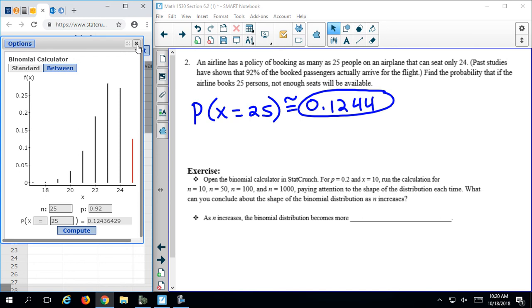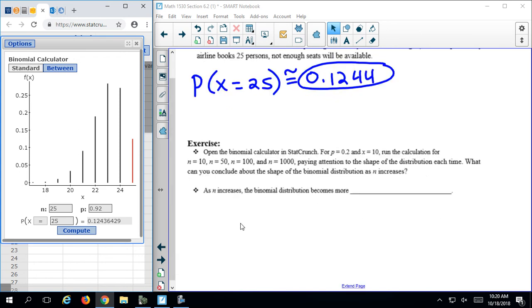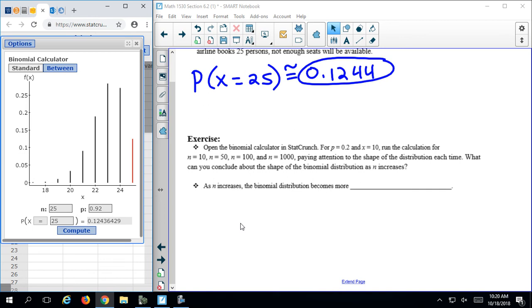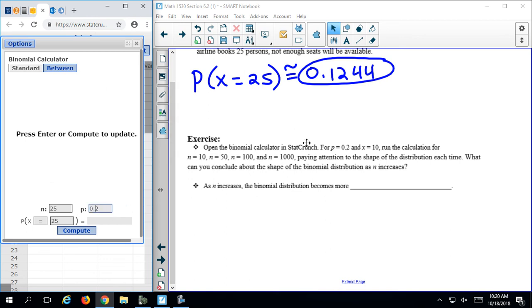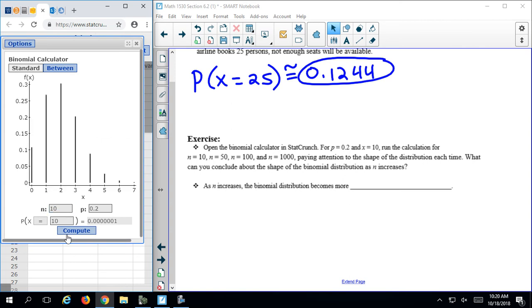All right, so this exercise here wants us to look at the distributions. So it says open the binomial calculator. I want you to do this with me. I want you to type in p equals 0.2, x equals 10. It doesn't really matter. And we're going to start with n equals 10. And we're going to look at the shape. So we don't care about the probability. We just want the shape of the distribution. So this is the binomial distribution when n is 10, p is 0.2. Okay. So what's the shape?